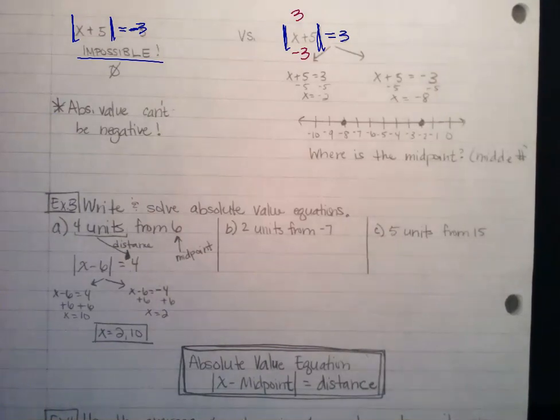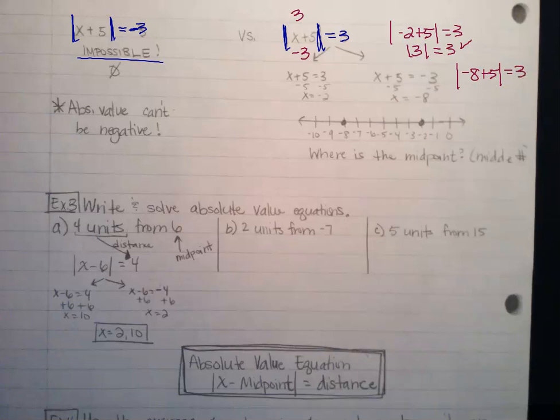Like if I plug these back in. If I plugged in x is negative 2, so negative 2 plus 5 equals 3. What's the absolute value of 3? 3. That checks out. This one, let's take negative 8. So we're going to have negative 8 plus 5. The absolute value of that should equal 3. So what's negative 8 plus 5? Negative 3. What's the absolute value of negative 3? 3. So this checks out.